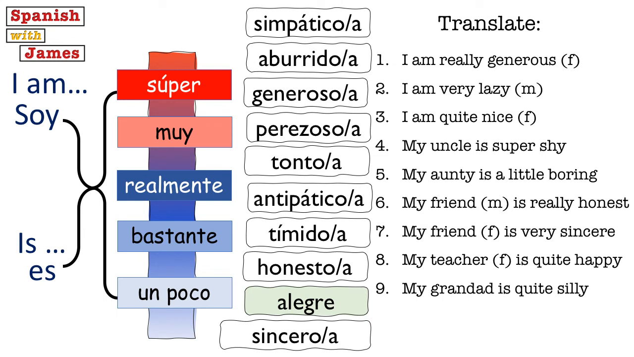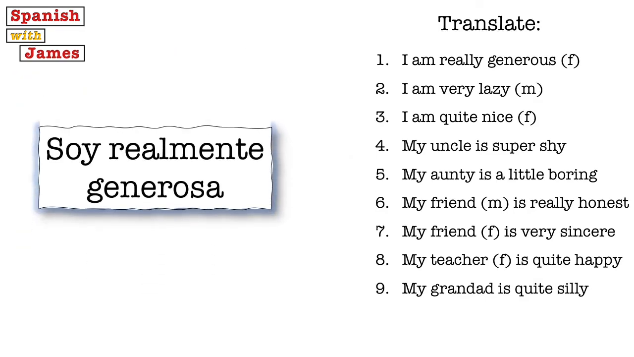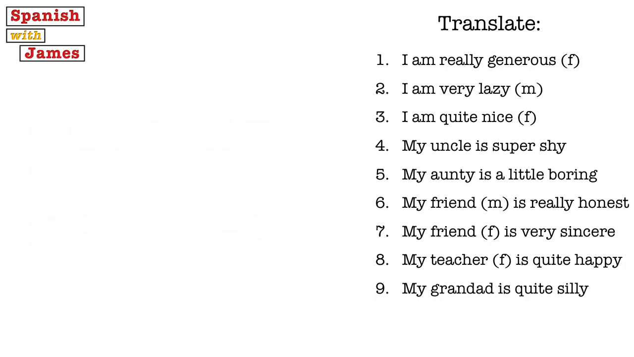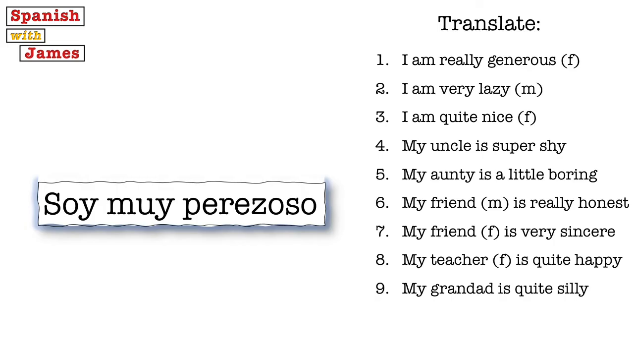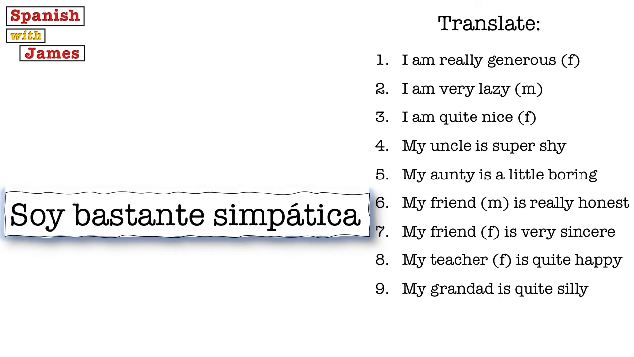Okay, let's go through. Número 1. I am really generous in the female form. Soy realmente generosa with an A on the end. Número 2. I am very lazy in the masculine. Soy muy perezoso with an O. Número 3. I am quite nice. Soy bastante simpática with an A because it's in the feminine form as if a woman were speaking.